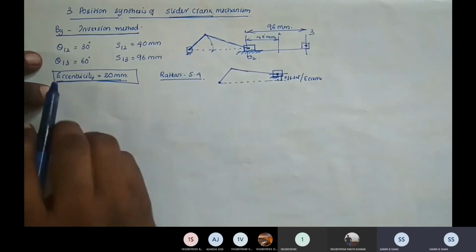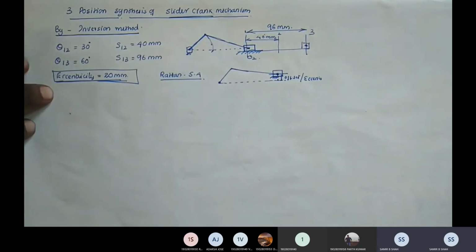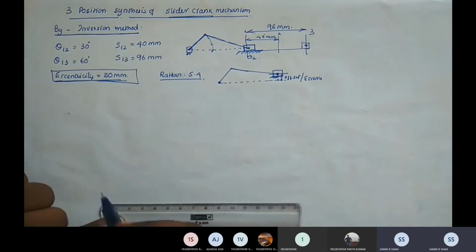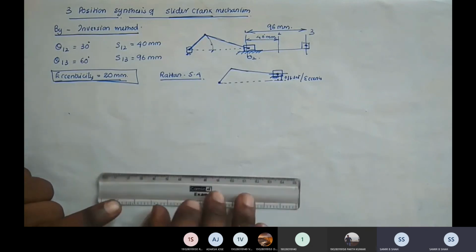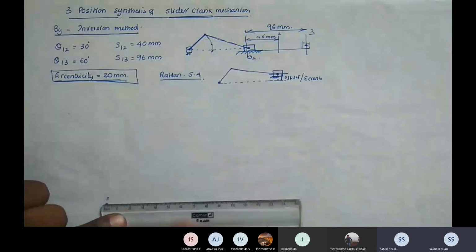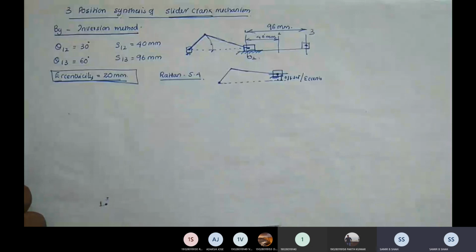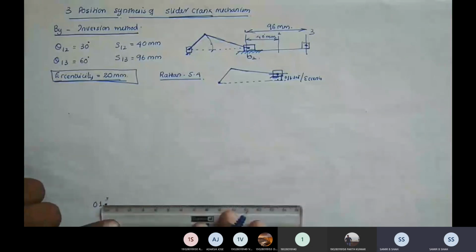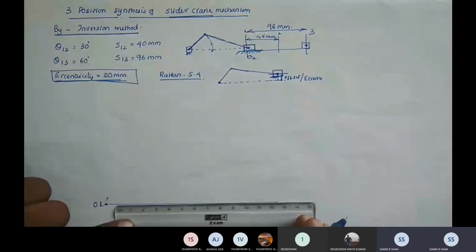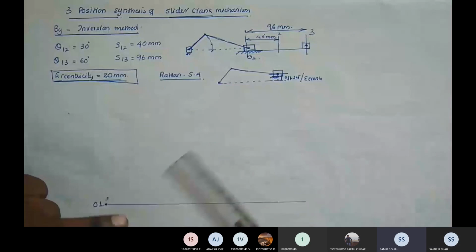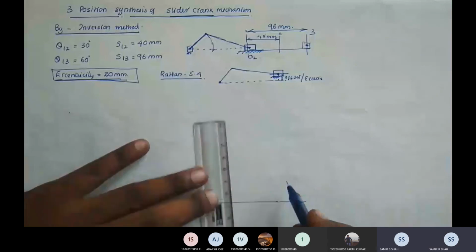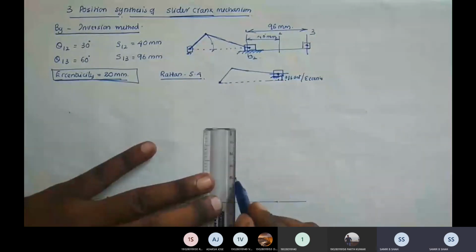Now we are going to see how to design a slider crank mechanism. For that, first we need to fix up two points. One is the fixed point. Here I am going to take the fixed point O1. I'm just going to draw a line. This should be in a fixed manner. From here, I'm going to take the 20 mm offset distance.